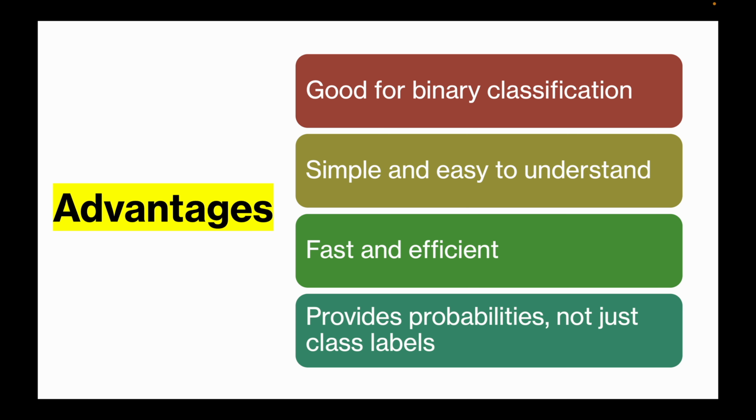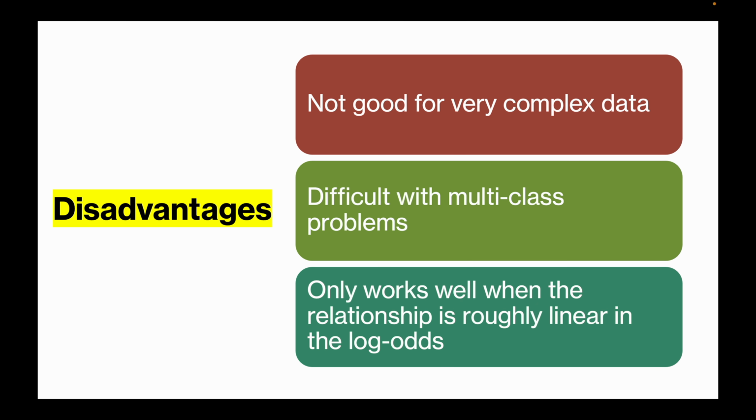Advantages. The advantages of logistic regression are, it's good for binary classification, it's simple and easy to understand, it is fast and efficient, it provides probabilities, not just class labels. Disadvantages. The disadvantages of logistic regression are, it's not good for very complex data. Similarly, it is difficult with multi-class problems, and it only works well when the relationship is roughly linear in the log odds. Applications. Logistic regression is widely used in medical field, banking, marketing, email filtering, fraud detection, weather forecast, remote sensing, insurance company, and so on.